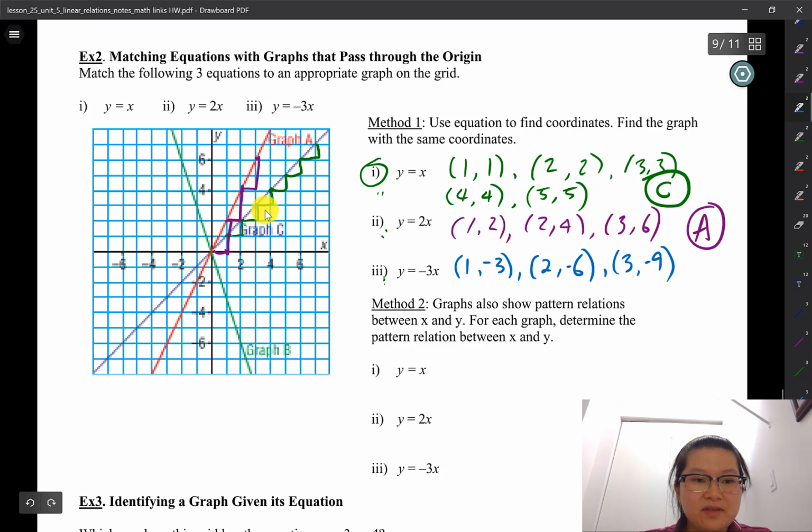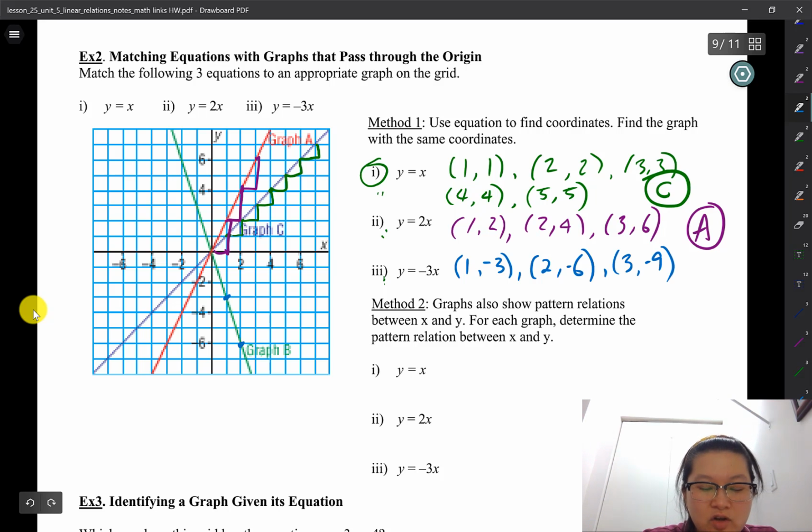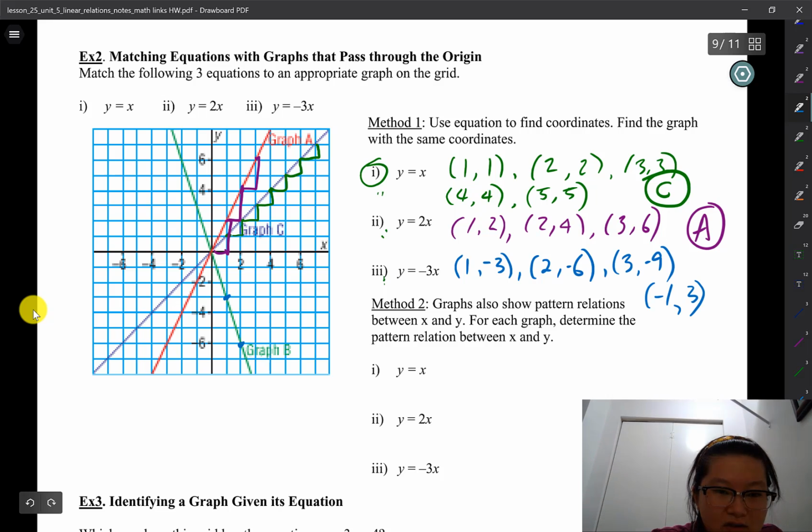So what does that mean on this graph here? For graph B, let's take a look. If I go over by 1, I should get -3, which is right there. If I go over by 2, I should get -6. And then it should go all the way down here, which is -9. But let's say I use -1 instead. -1 times -3, that's going to be +3. So that's going to be right over here.